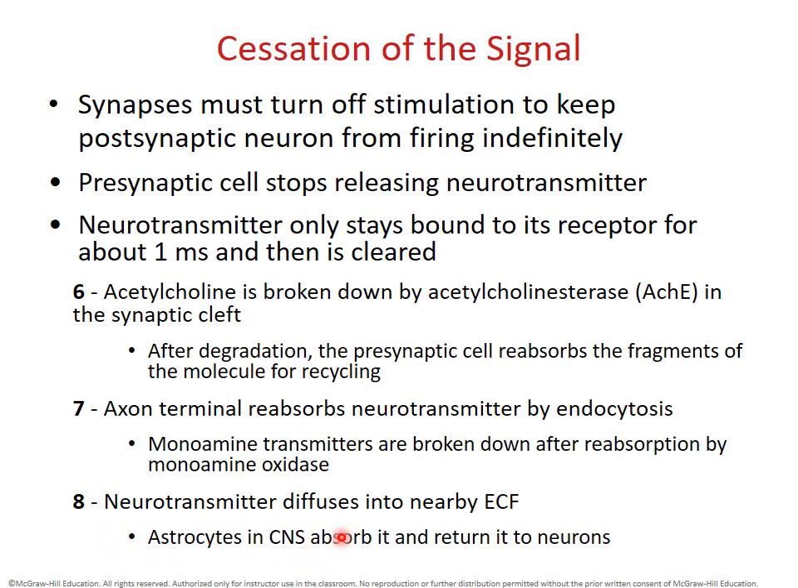This similar job in the peripheral nervous system is performed by the satellite cells, the glial cells that we find in the ganglia of the peripheral nervous system. And so all these different activities help to clear the synaptic cleft of the neurotransmitter very, very quickly, causing an almost immediate, or at least to our senses, almost an immediate ending of the stimulation.